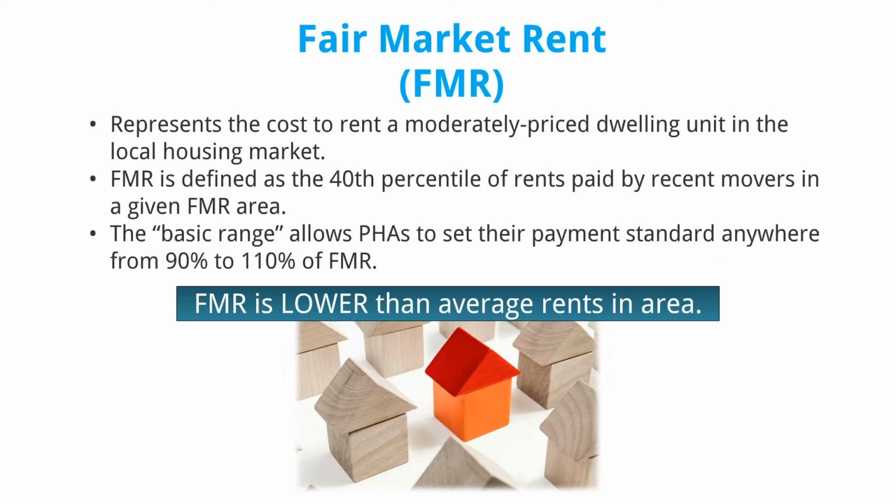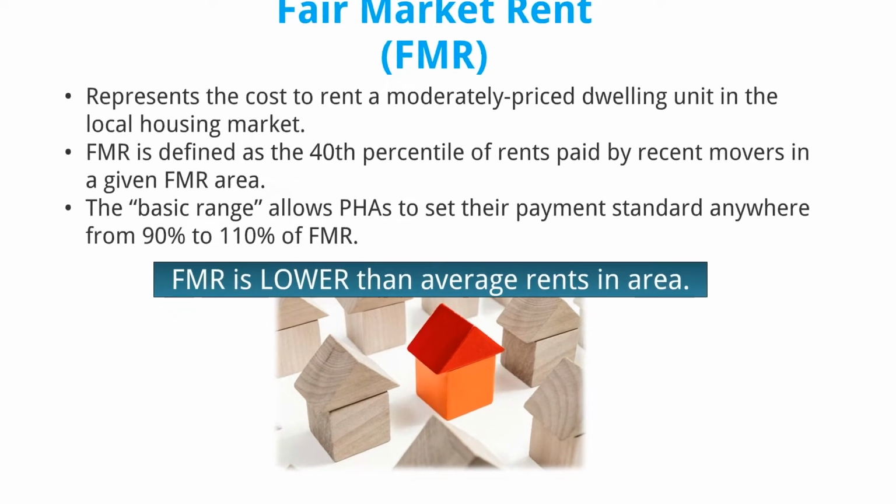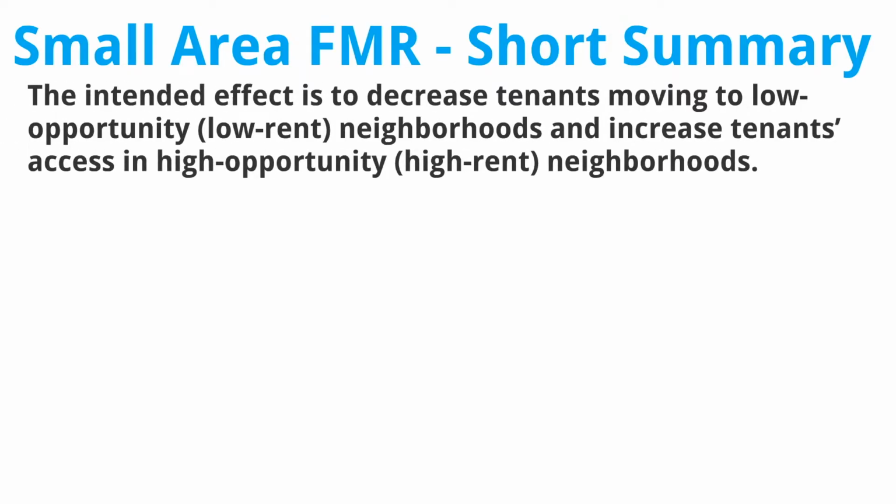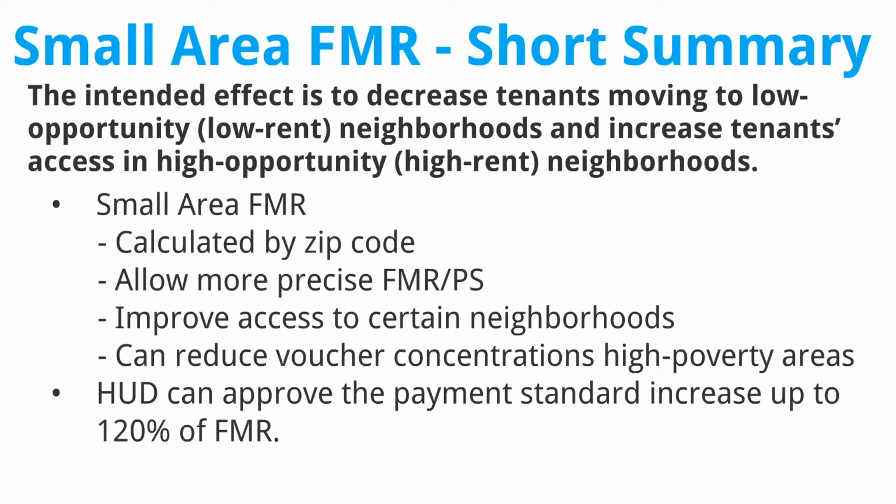PHAs set their payment standards anywhere from 90% to 110% of FMR, or small area FMR, as applicable, which is known as the basic range. However, HUD has numerous options for PHAs that find the basic range does not meet their programmatic goals. One option is available to all PHAs that are in an area with a published small area FMR. If the PHA's FMR is lower than the small area FMR in any zip code, the PHA may adopt the small area FMR for that zip code. This just requires an email notification to HUD.